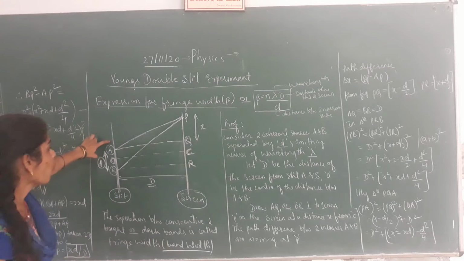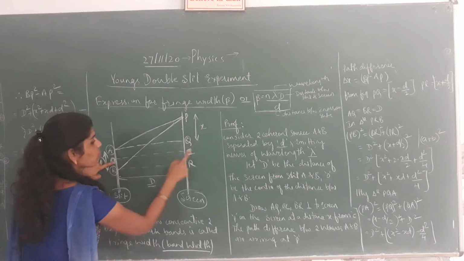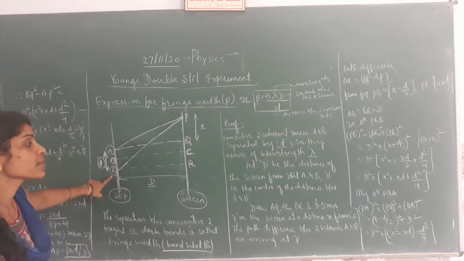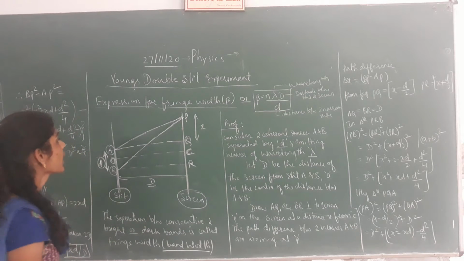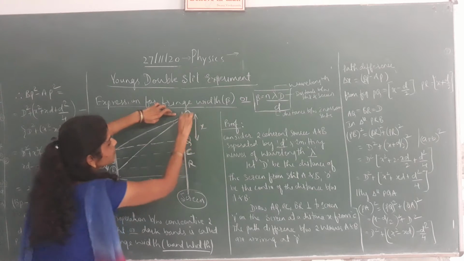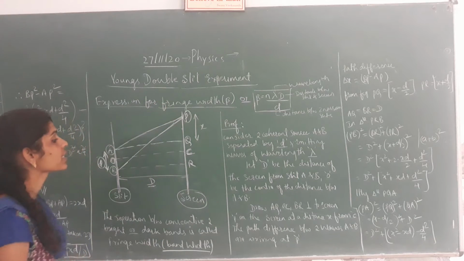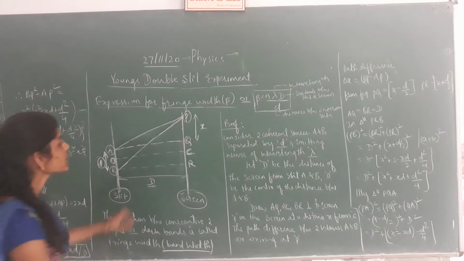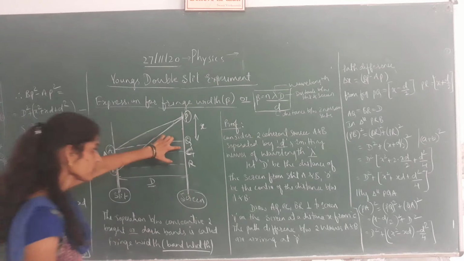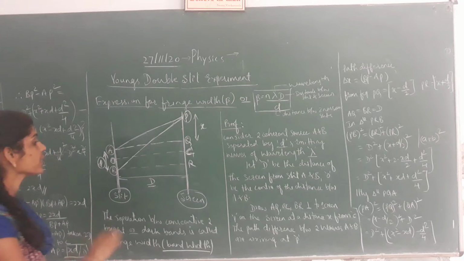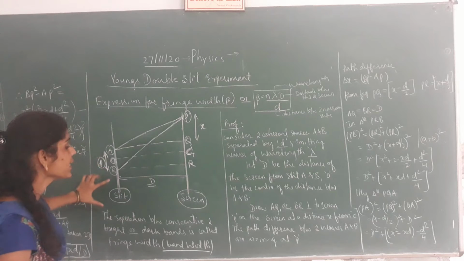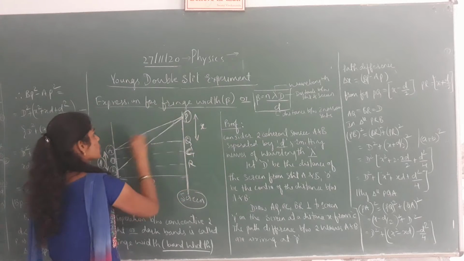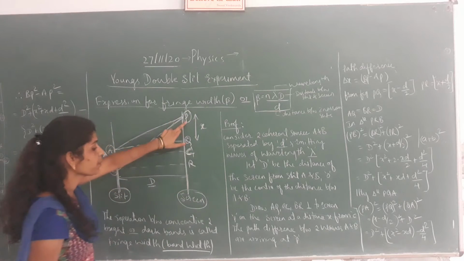We are going to draw AQ, OC, and BR, which are always perpendicular to the screen. And the point P, we are going to call P, is on the screen at a distance of x from the point C. The waves from A and B are going to meet at a point P here.